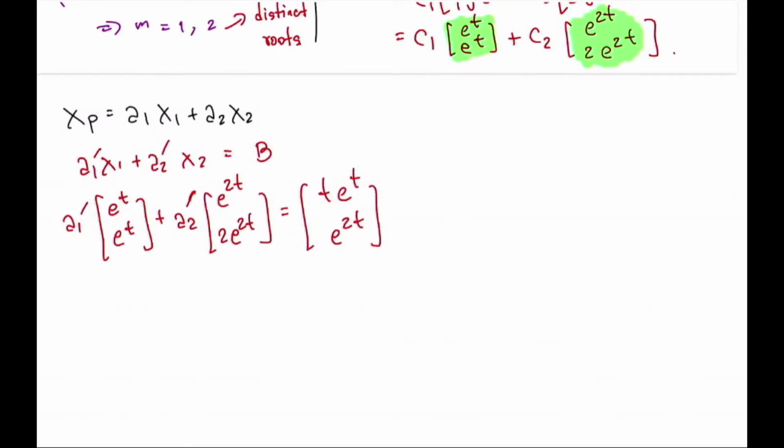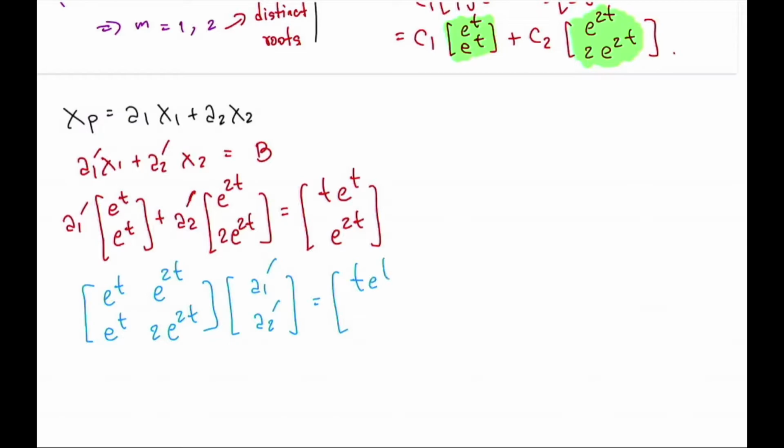Okay, so we obtain the system of linear equations, right? It's actually this one. You can actually write it as e to the t, e to the 2t, e to the t, 2e to the 2t, and then a1 prime, a2 prime equals t e to the t, e to the 2t, right? It's the same thing. This one is this one, and this one is actually this one, right? You can write like that.